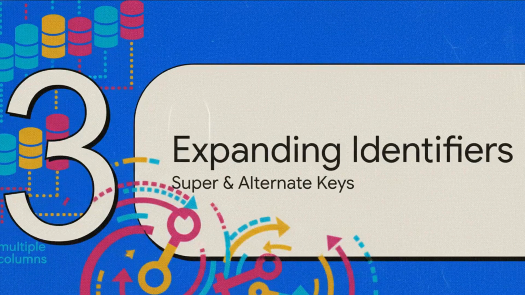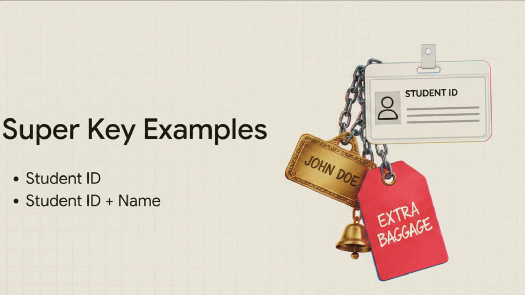That takes us right into Section 3, expanding identifiers. What happens to the candidates that don't win? And what if we look at multiple columns at the exact same time? Let's talk about super and alternate keys. First up is the super key.